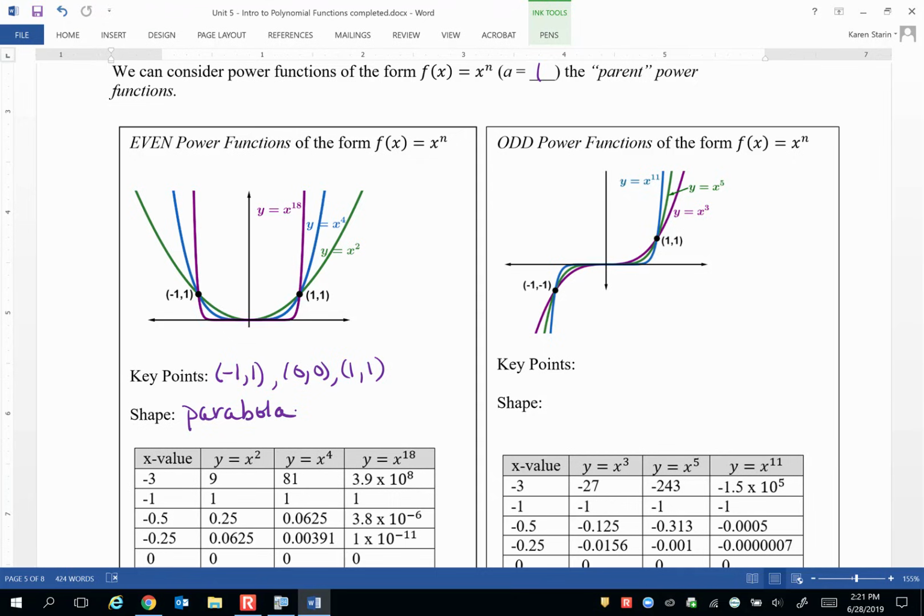Let's look at the odd power functions of the same form, f of x equals x to the n, but now n is odd. Now the three key points that will be on all of these graphs will be negative 1, negative 1, the origin again, and once again positive 1, positive 1. So the shape is a snake, and remember that's always increasing.